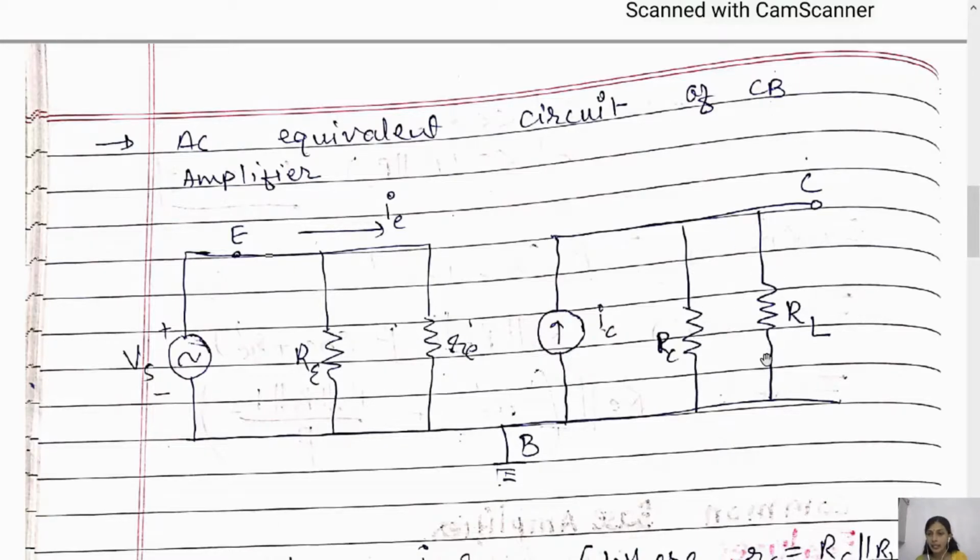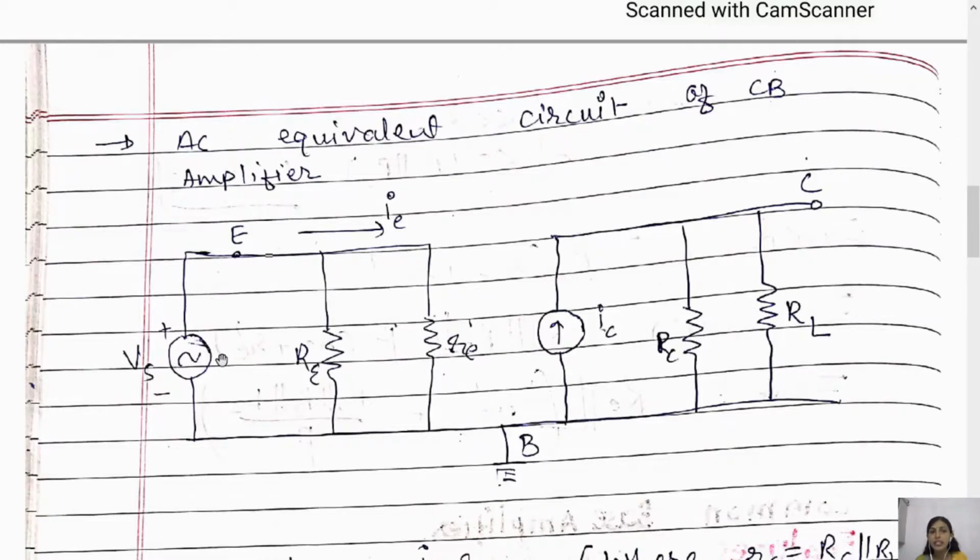So the parallel combination of RC and RL will be connected across the collector constant current source. Okay, fine. So for the CB amplifier, this is the equivalent circuit of the AC model. This is the input source, and the source is shown here also. This is the input port and this is the output port. It is also known as the hybrid circuit of a two-port network: one is the input port and one is the output port.